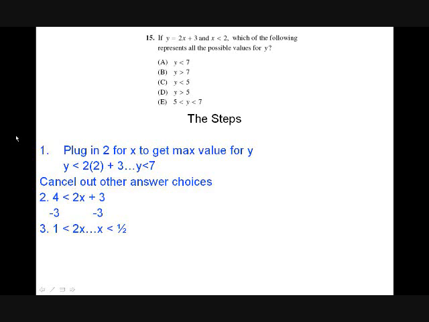So I know that y is less than 7, and I can cancel out the other answer choices because I know that y doesn't have to be greater than 5, and I know that y doesn't have to be just less than 5 because y is less than 7. We found that out in the first step. So your answer would be A, y is less than 7.